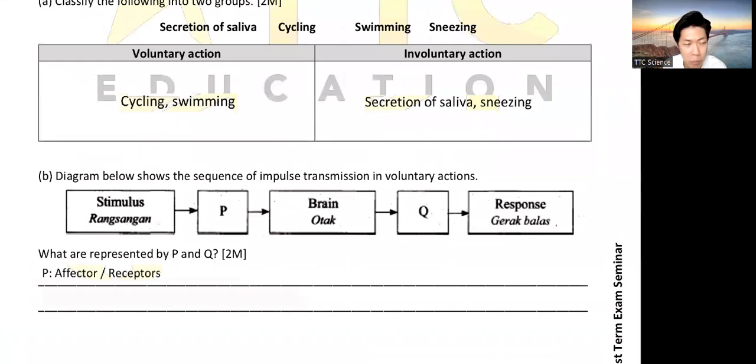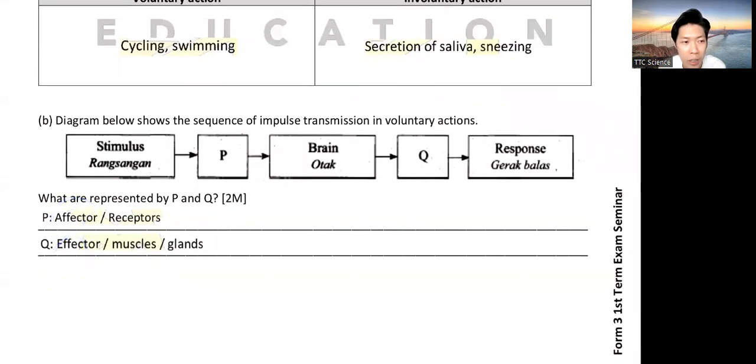Okay, stimulus to receptor, at the same time to the brain. The brain will decide, then the brain produces impulses and sends them to the effector. So they are very similar. Just remember effector, effector, or you can write muscles or you can write glands.